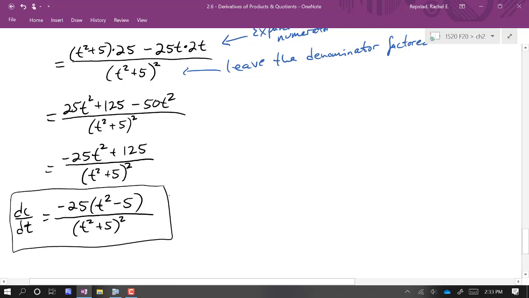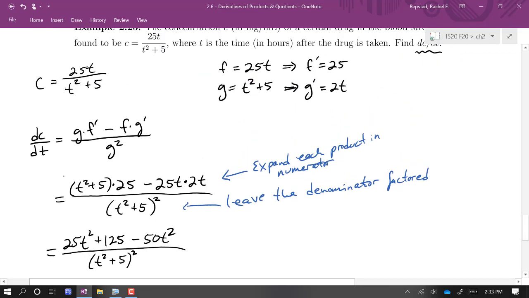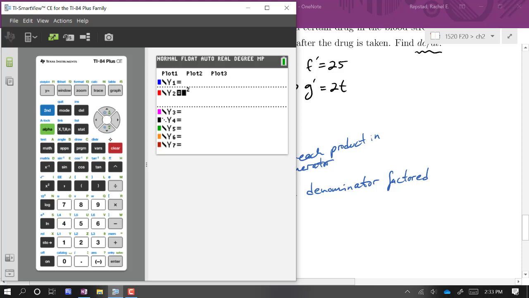Let's look at this function. I'm going to put two functions in the calculator and look at their graph. So first, I'm going to put in the original function, 25t divided by t squared plus 5. So my y equals editor, let me clear these out. 25x, our calculator just wants to use x, so we're going to graph y as a function of x, understanding that that means we have C as a function of t. So 25x divided by, I need parentheses around the bottom here, x squared plus 5.